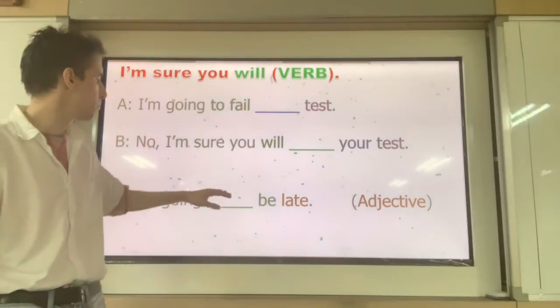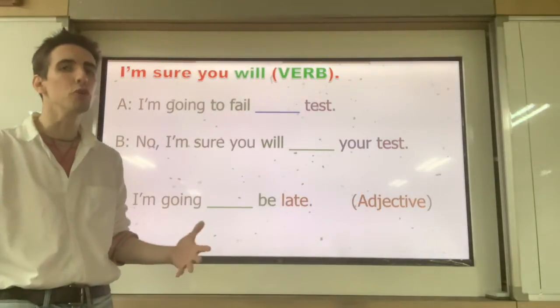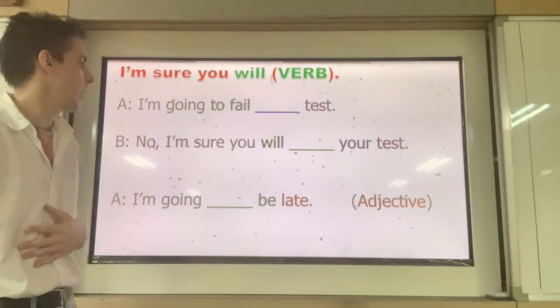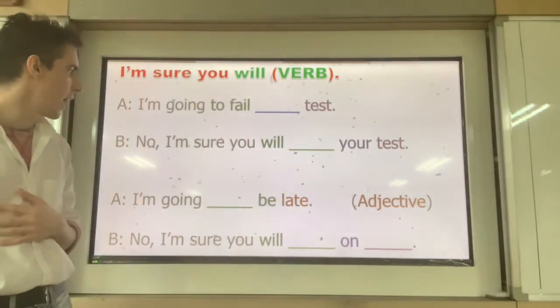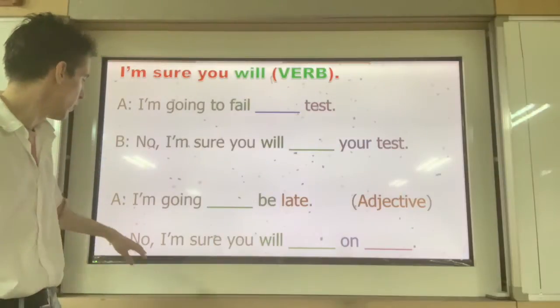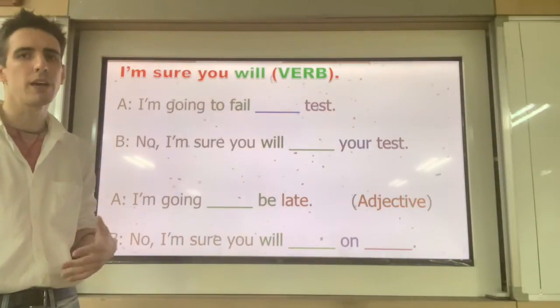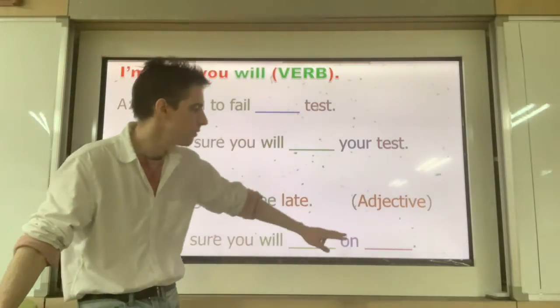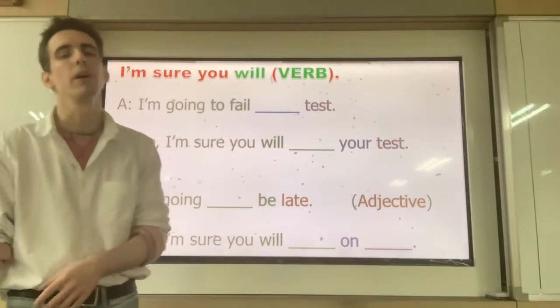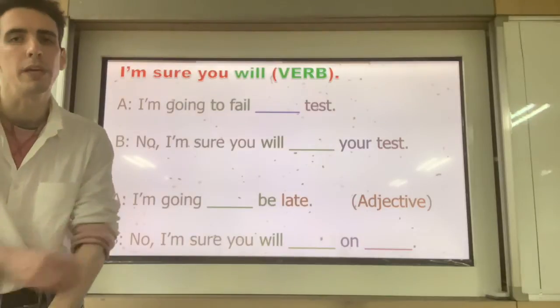I'm going to blank. I'm going to be late. I gave it away for you guys. This is an adjective, by the way. That's why I have it highlighted in orange. No, I'm sure you will blank on blank. No, I'm sure you will be on time. No, I'm sure you will be early.